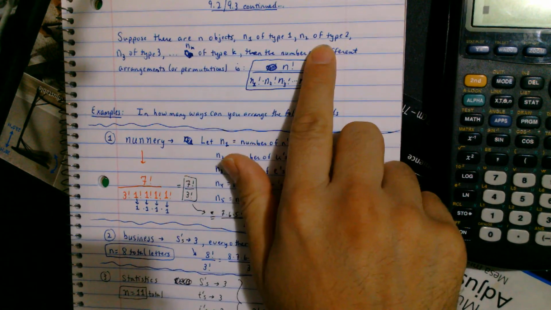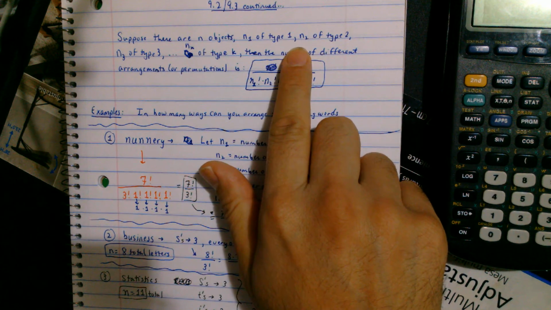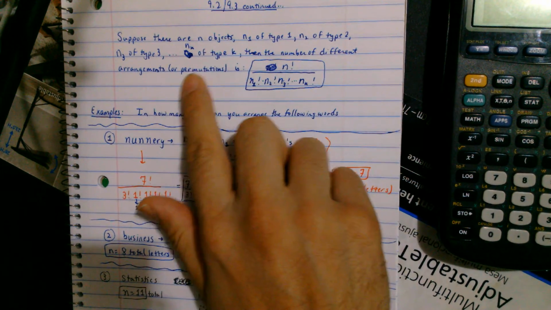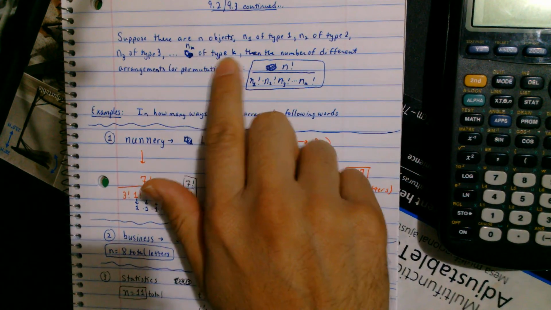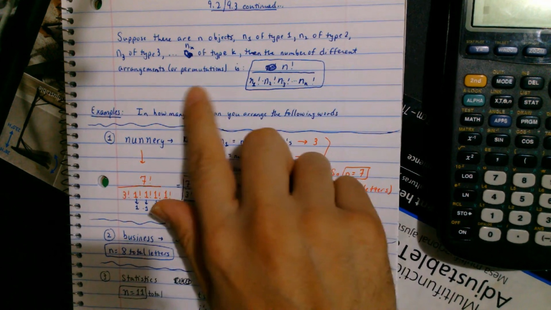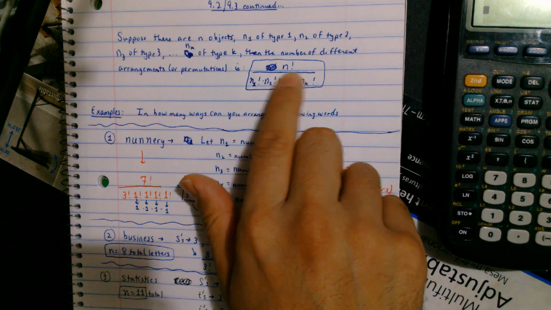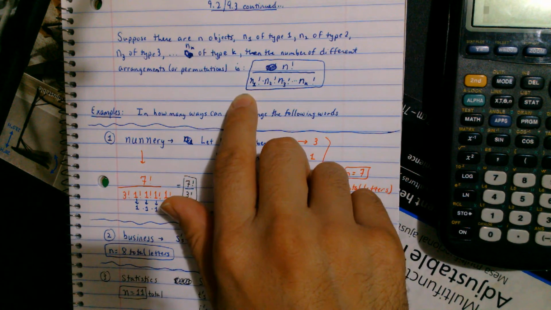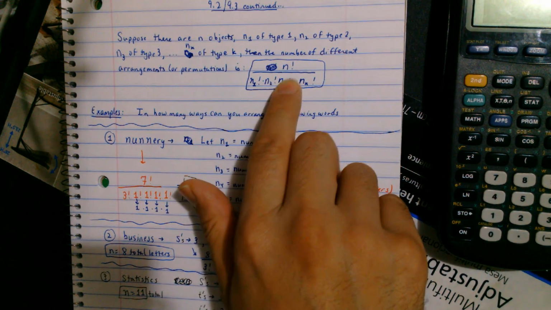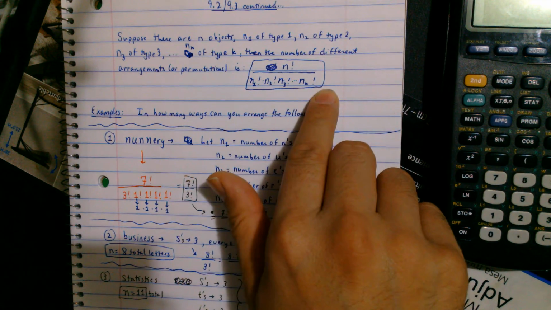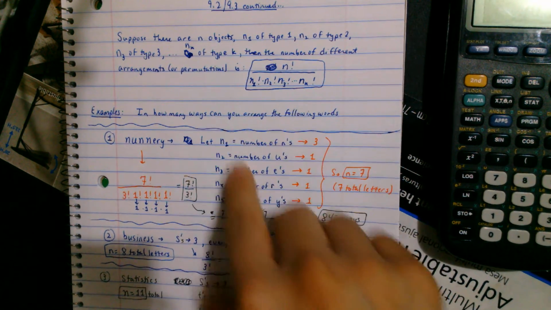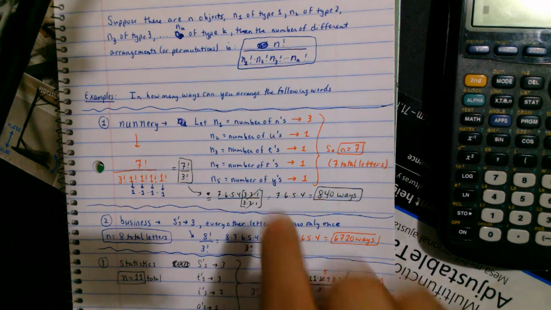So suppose there are n objects, n1 of type 1, n2 of type 2, n3 of type 3, all the way up to nk of type k. The number of different arrangements or permutations you can do for these objects is n factorial divided by n1 factorial times n2 factorial times n3 factorial, all the way multiplied to nk factorial. It sounds funky. So I'm going to show you through these problems how this is really done.